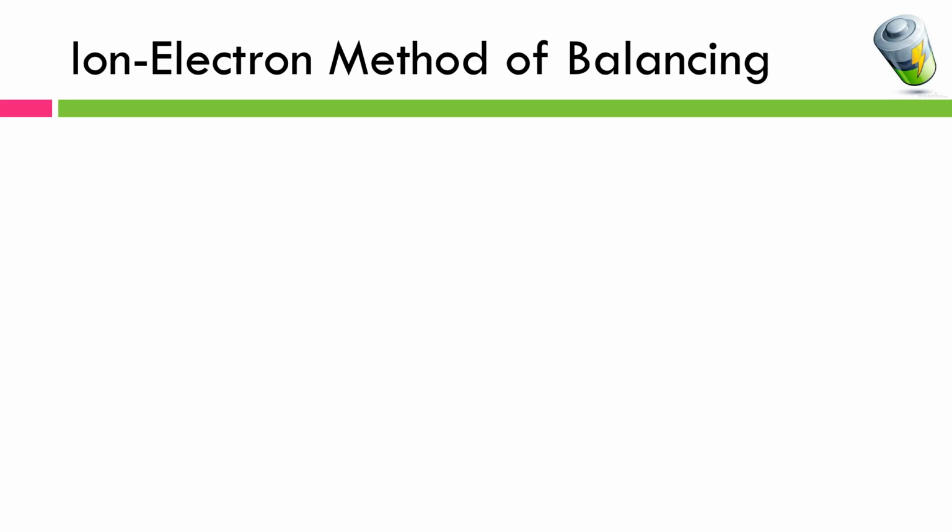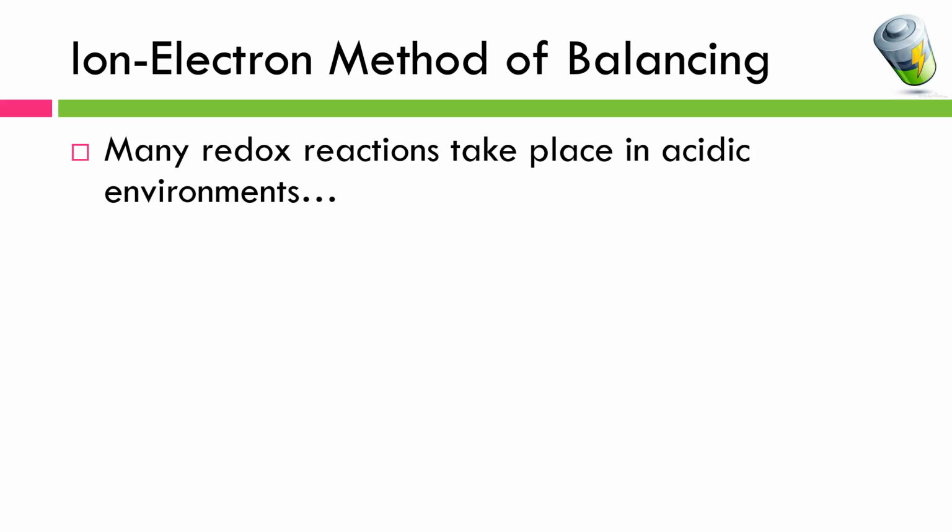Okay, so the technique we're using is called the ion-electron method of balancing. It turns out that many redox reactions are going to take place in acidic environments. Now we talked about acids and bases previously. When you hear the word acidic or you think of acids, hopefully you associate that, especially Arrhenius acids, with a specific ion. If you're thinking H+, you are correct.